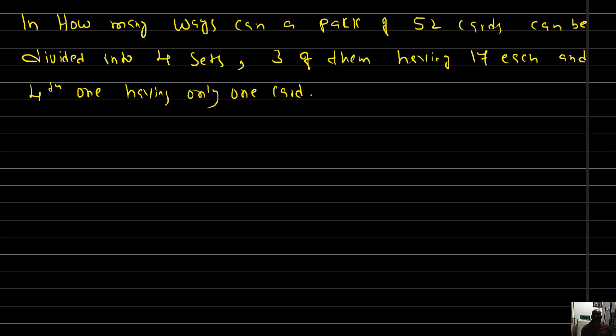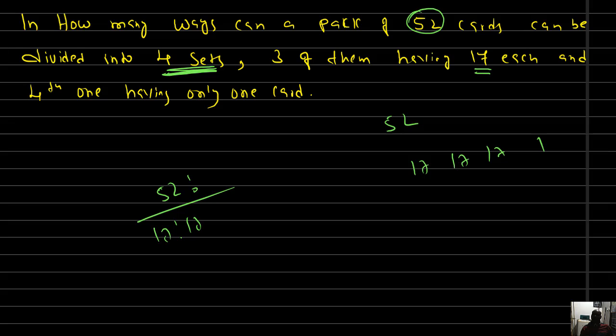Next example problem. In how many ways can a pack of 52 cards be divided into 4 sets? Sets means just like groups, not persons. Three of them having 17 each, and the 4th one having only 1. We want to divide 52 into 4 groups: 17, 17, 17, 1. So directly, what is the answer? 52 factorial by 17 factorial into 17 factorial into 17 factorial into 1 factorial. Again this becomes a wrong answer.